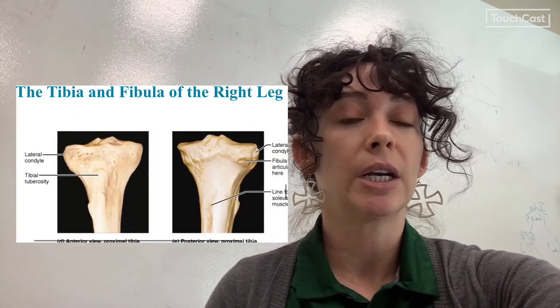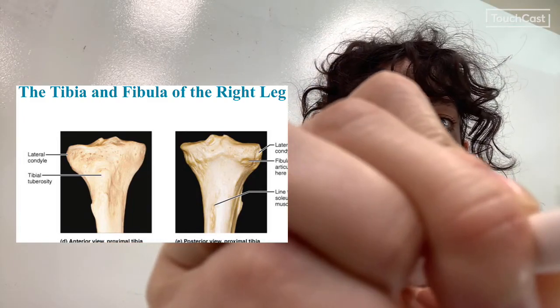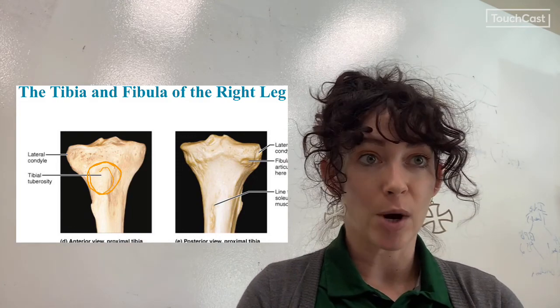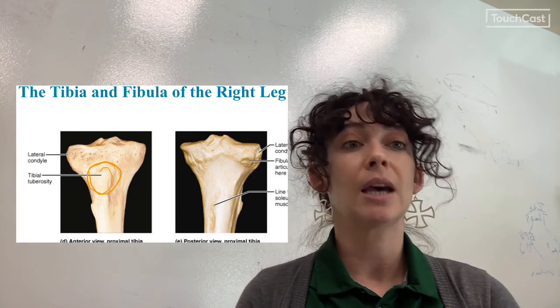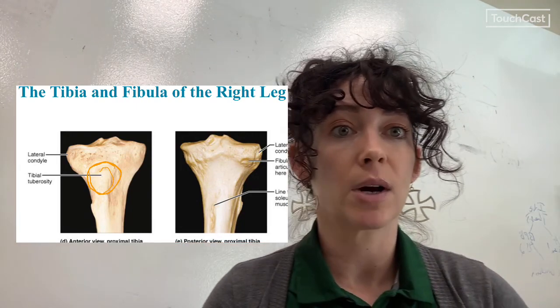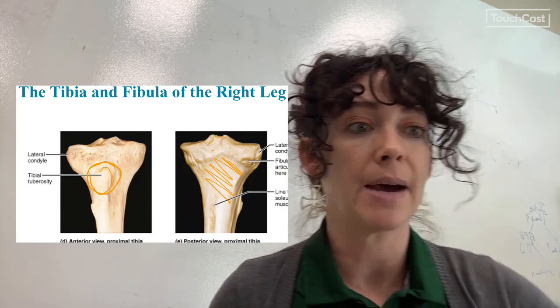So again, if we're looking at an anterior view here, we can see the tibial tuberosity. So do not be surprised if you are asked on your lab practical, is this an anterior view or a posterior view? One way we can tell if it's an anterior view of a tibia is because of this tibial tuberosity. If you look at the posterior, there's nothing here, right? It's just flat.